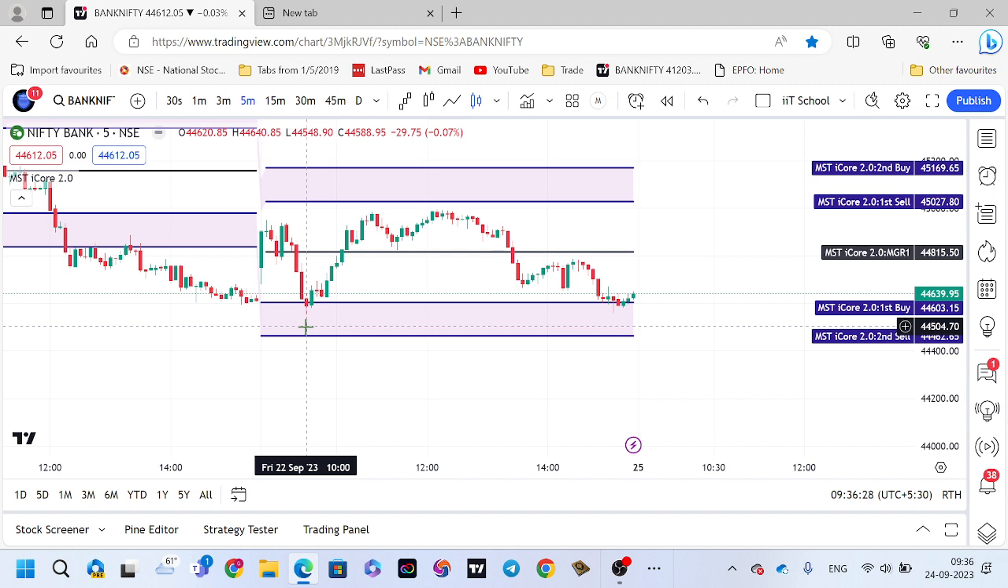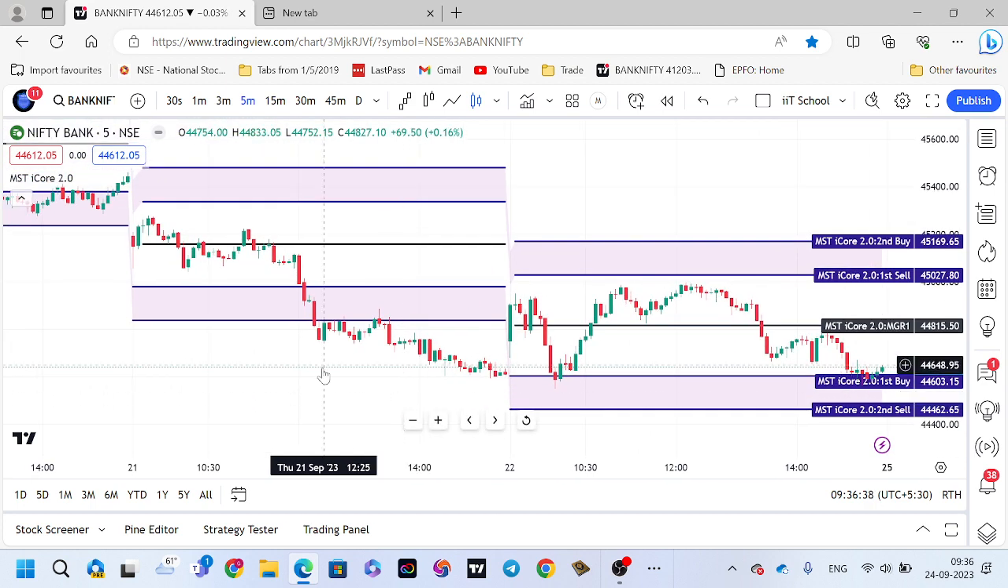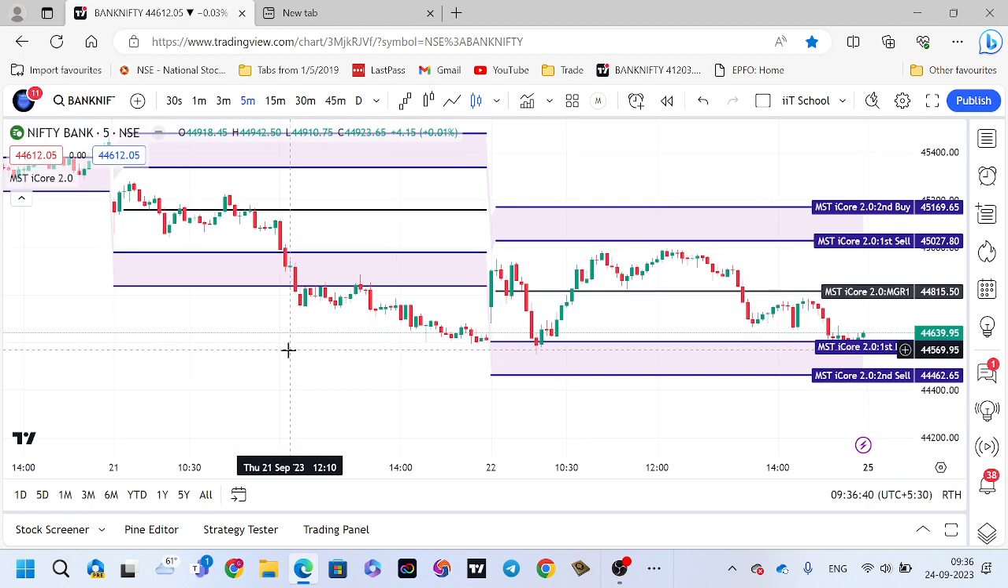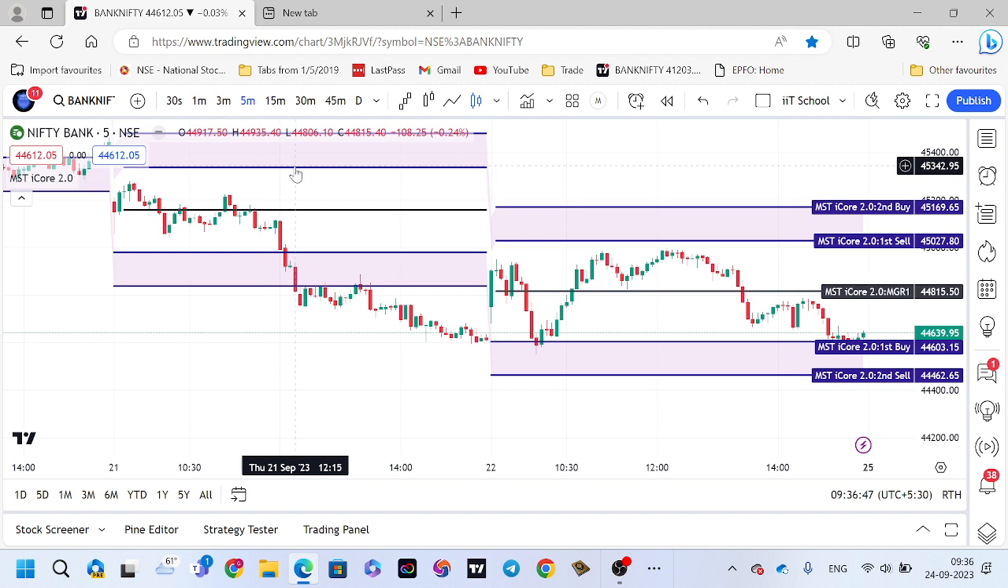Very simple trade. If you have some knowledge of price action, then you can avoid certain losses. How? Look at the previous day trade. In the previous day trade, market has opened. It has not reached either the supply zone or the bottom zone. The top zone we call it a supply zone, and the bottom zone is called the demand zone.